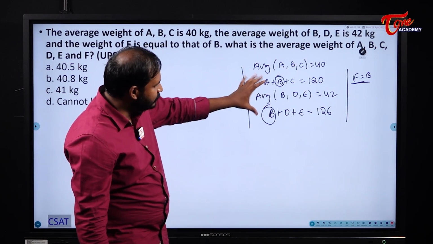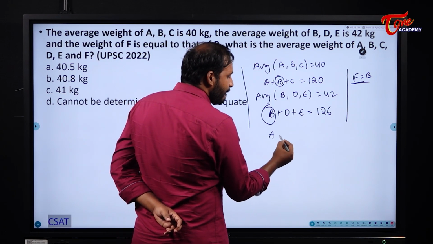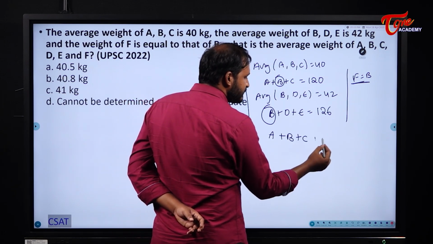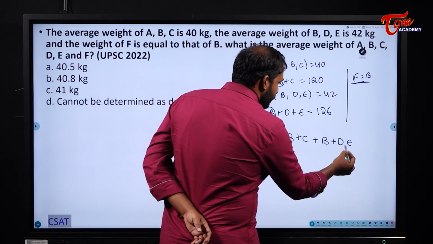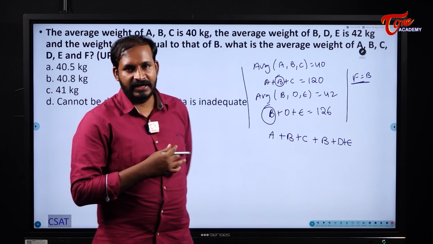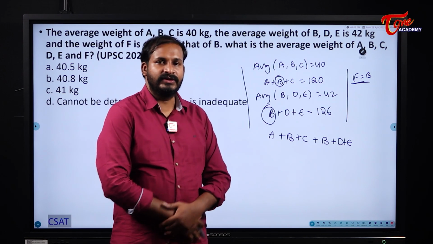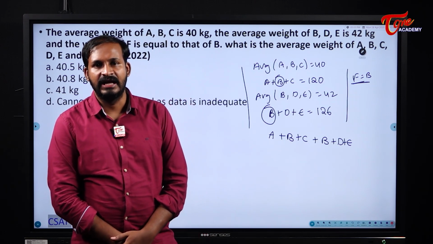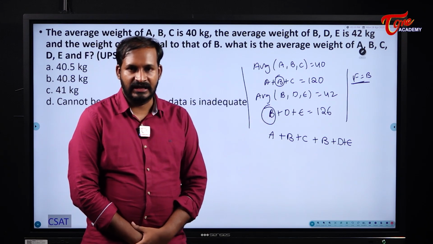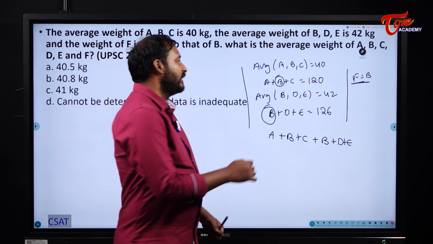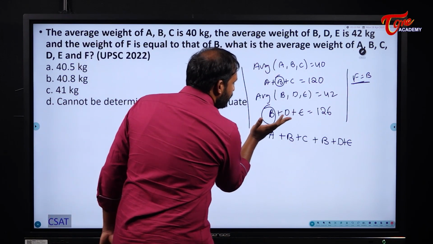If I add these two things, for example, what I will get here? A plus B plus C plus B plus D plus E. Now, sir, we cannot find the answer, right? Without knowing the value of B, how can we find the answer here, sir? Is it possible for us to find the answer?